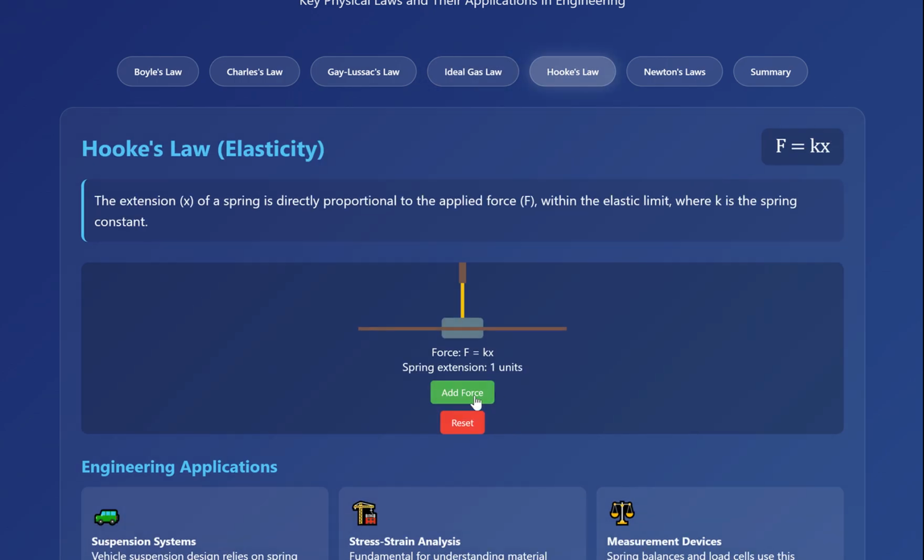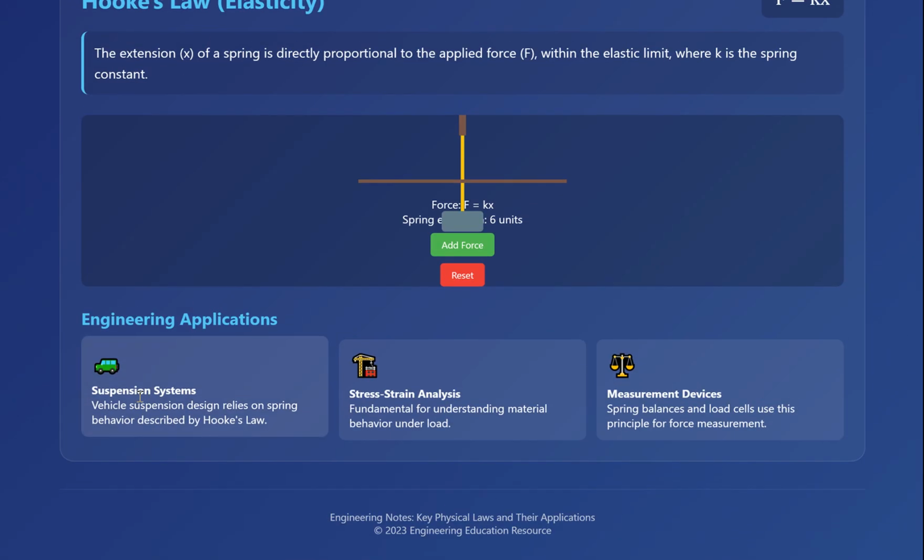If I reset and apply a force, what does it do? The more I apply, now it has reached 6. It cannot go beyond 6, which means it is within the elastic limit. But if I go beyond 6, it cannot go beyond because it is losing its elastic limit and it is going to plasticity.